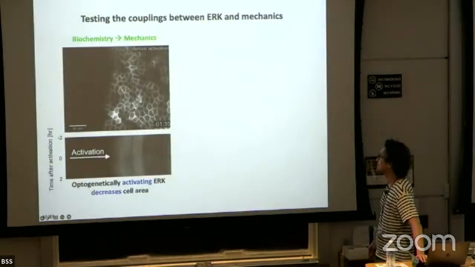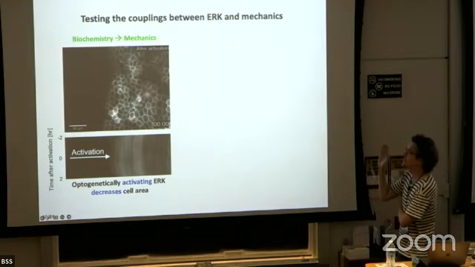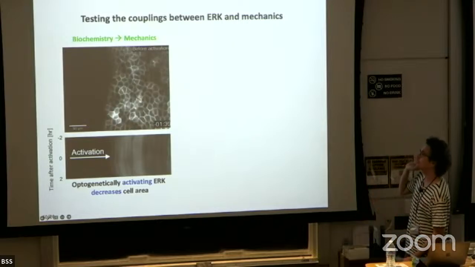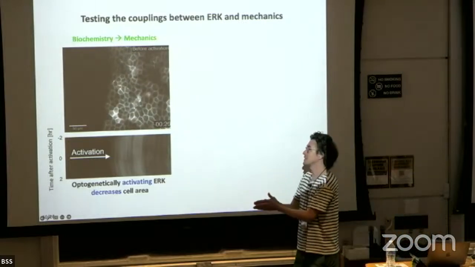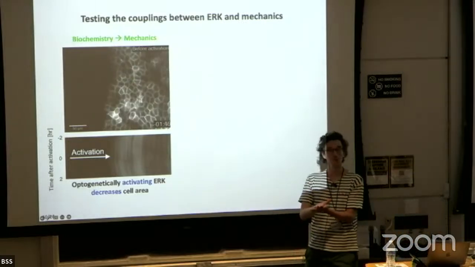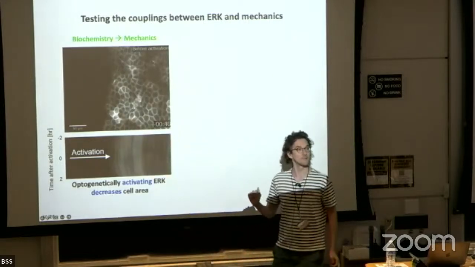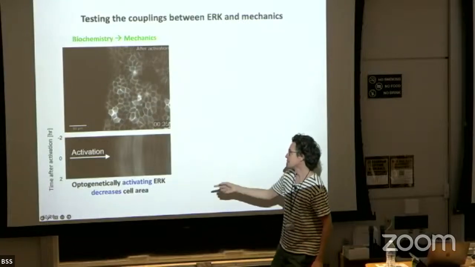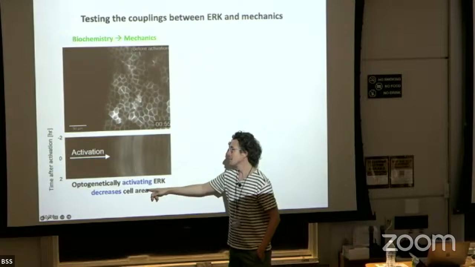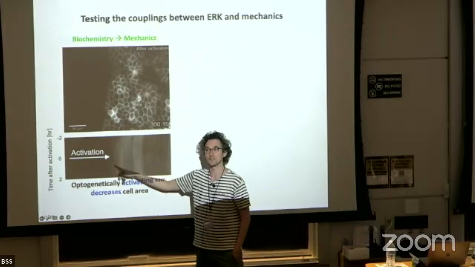So what Naoya and Tsuyoshi could do is like 2 amazing sets of experiments, I think. You can test very directly either side of the coupling, because they can optogenetically activate ERK, and what you can see is that the monolayer shrinks if you do that. So that tells you that there's a coupling that validates that activating ERK decreases cell area, right?